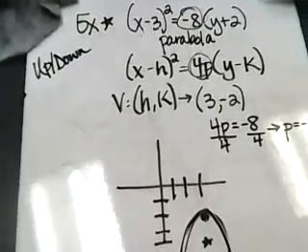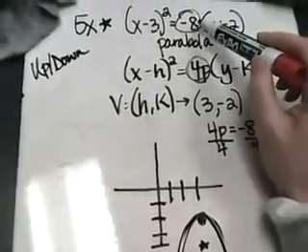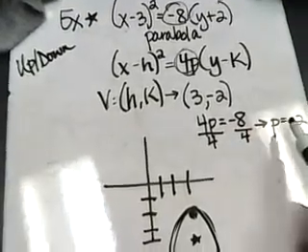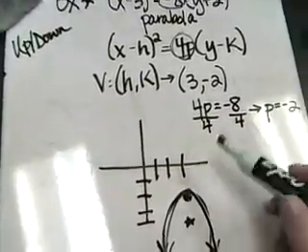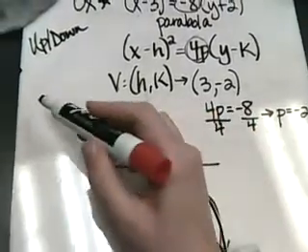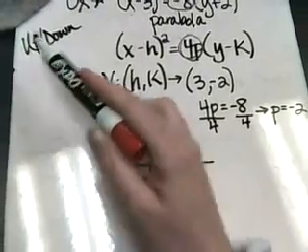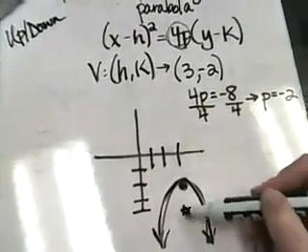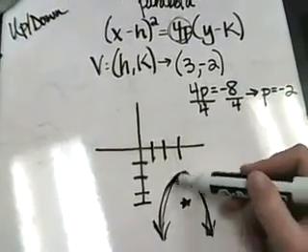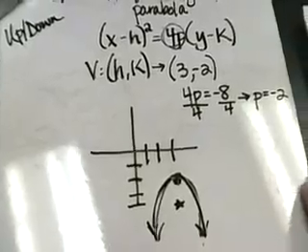Then we had to find our focus. So we took the 4P, we set it equal to that -8, whatever was in front of the parentheses, and we got P equals -2. That told us we needed to go down 2 from our vertex because we knew we either went up or down, and you're not going to go up if that P is negative. All right, so we went down 2, drew a star because remember the focus is not on the parabola, and that parabola should swallow the focus up. So there's an example of a parabola.